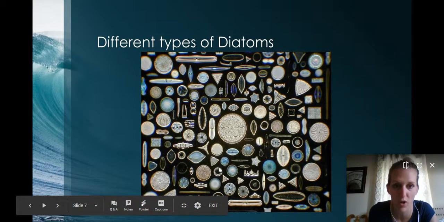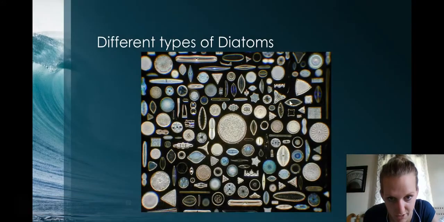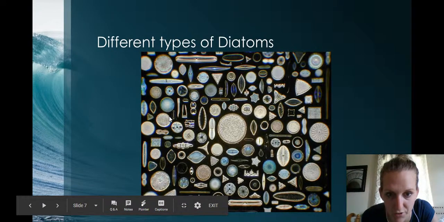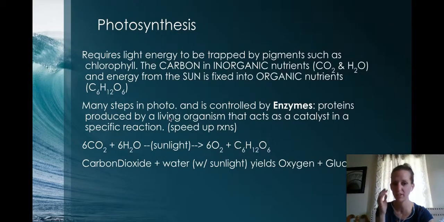Just so you can see, it's not one type of diatom. But again, diatoms are one cell big. They have the silica skeleton. That's what a lot of our sand is made from, actually. All these are different organisms. If you guys study oceanography in college, you'll go even further into those types of organisms.